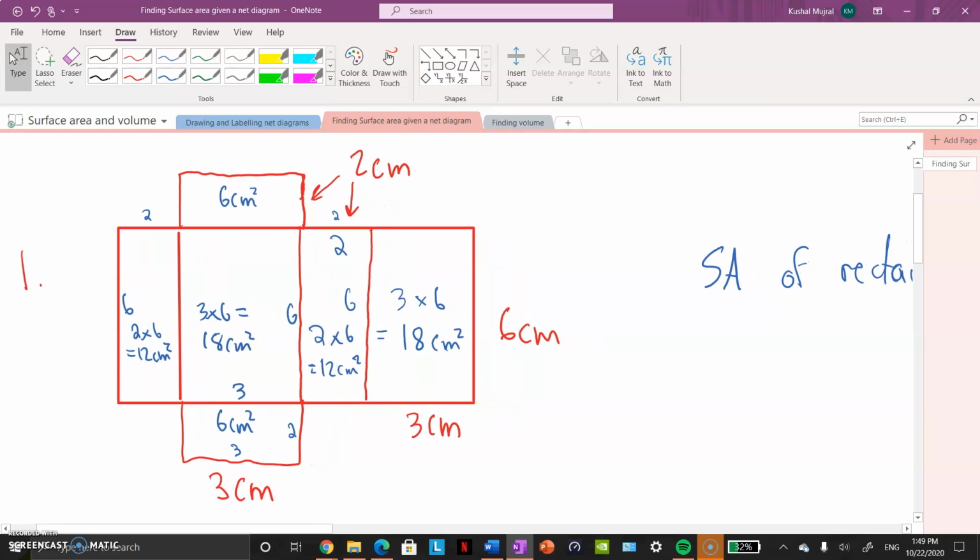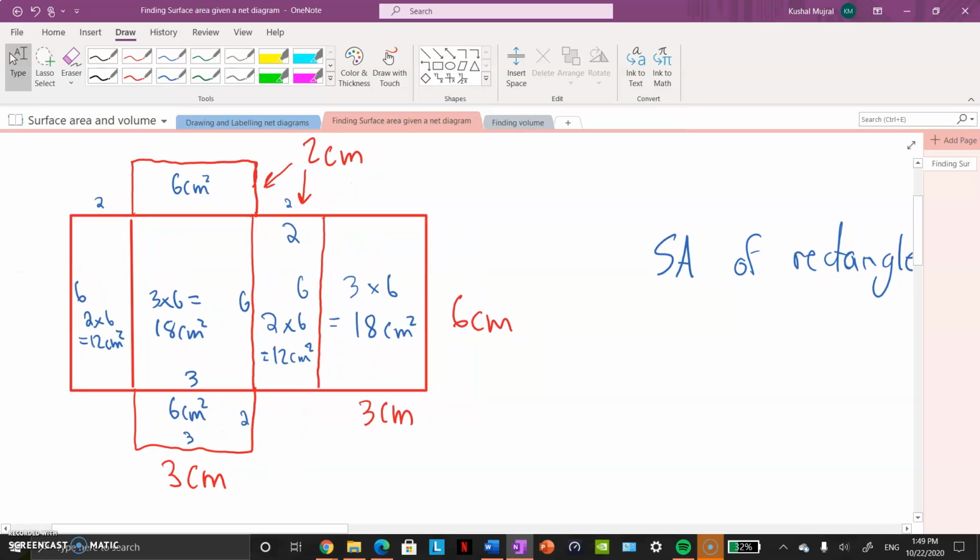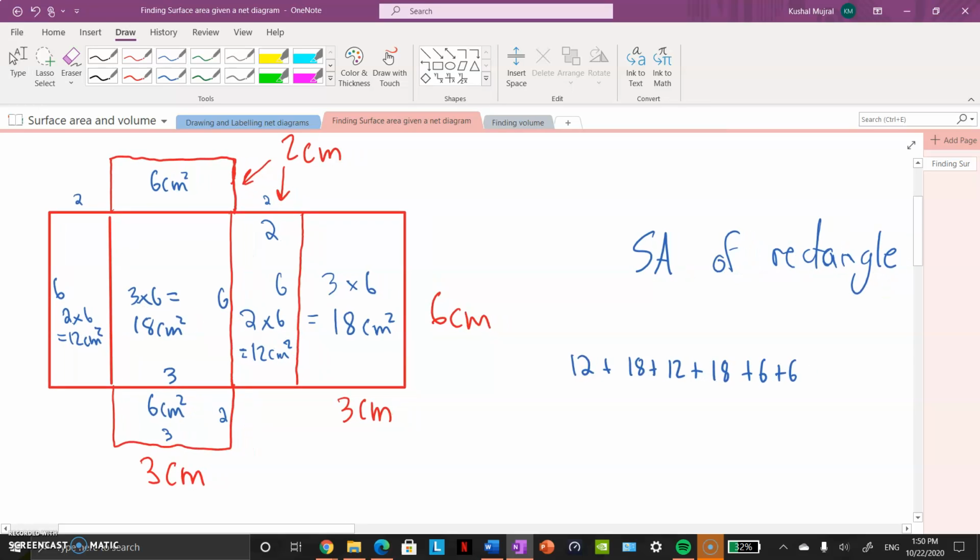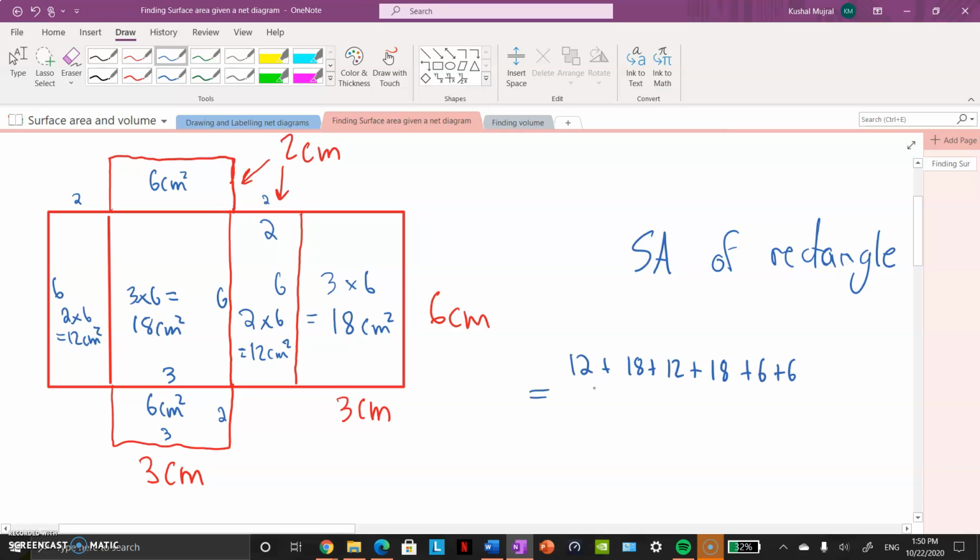So now the total surface area would be adding up all these little surface areas. So first we have 12 plus 18 plus 12 plus 18 plus 6 plus 6. We're adding up all of those surface areas. Equals 30 plus 12 plus 18 plus 6 plus 6, which is 42 plus 18 plus 6 plus 6, which is 60 plus 12, which is 72 cm squared.